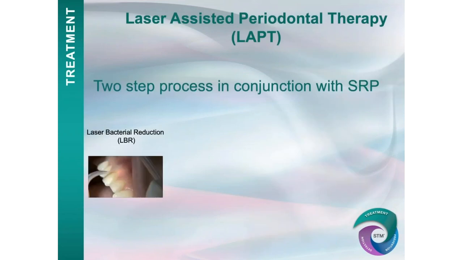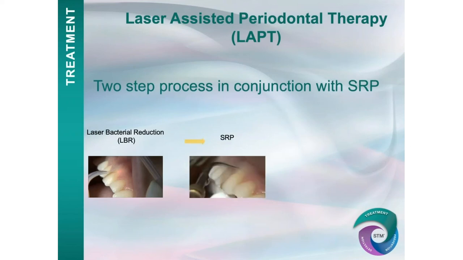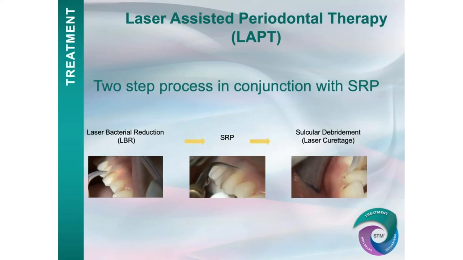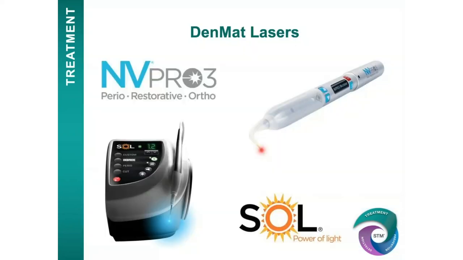How do we use it with the perio program? It's simple. Initially, the laser is used for LBR to reduce the initial bacterial load. Then the scaling and root planing gets performed. And depending on what state you live in, some hygienists are able to actually curette the area and remove the granulation tissue, because there's a higher concentration of hemoglobin and melanin. That laser has an affinity for that and it can remove that disease. And again, these are things that we go through with the program.